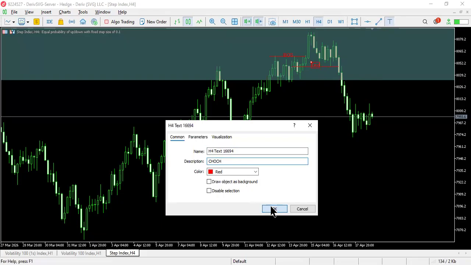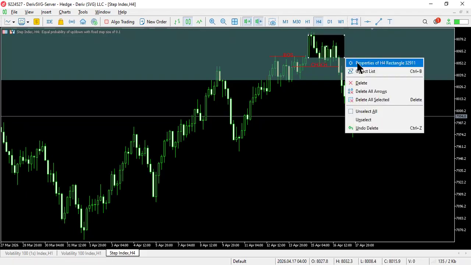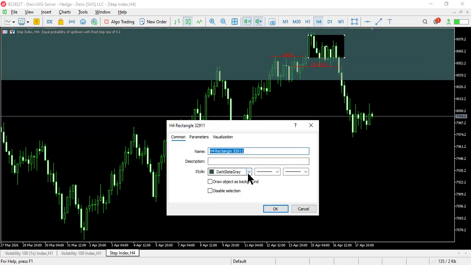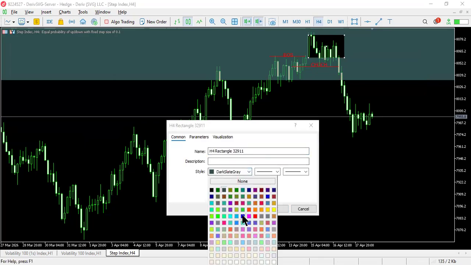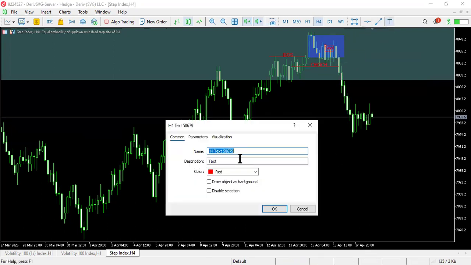So we have a change of character, and then the order block which caused the change of character. It is this order block right there where price has just stepped in and formed a tweezer top. We formed a tweezer top and we're getting a push to the downside.